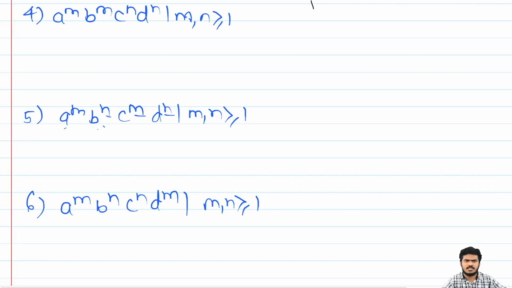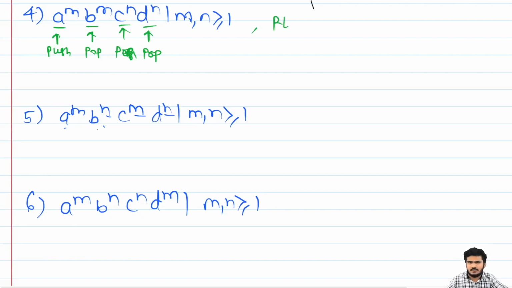Similarly, for this language also, we can say that a raised power m is compared with b raised to power m, and c raised to power n is compared with d raised to power n. Means for a, we can push those a's into the stack. Whenever b occurs, we will pop the respective a's from the stack. Again, when the top of the stack is Z naught, we will push these c's into the stack, and by using these d's, we will pop. Okay, so finally if the stack contains Z naught, then we can say that the string will be accepted by the PDA.